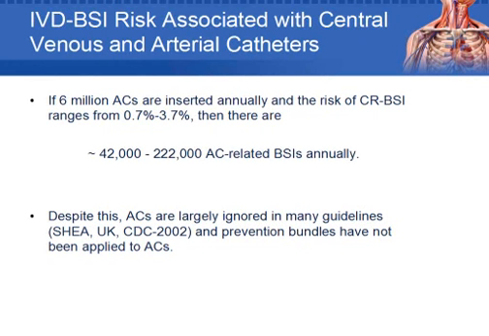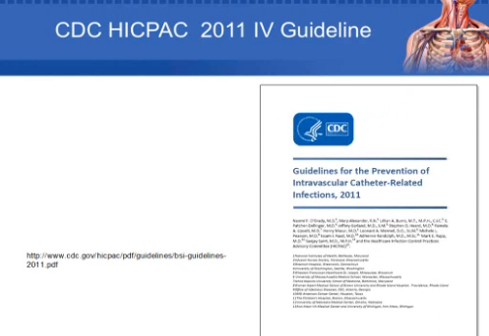Despite this burden of disease that we're missing, the majority of guidelines, including the SHEA Compendium, the United Kingdom guidelines and even the CDC 2002 guideline, did not recommend that prevention bundles be applied to arterial catheters. We're going to move now to the HICPAC 2011 IV guideline because it starts to push the prevention bundles that we use with central venous catheters toward arterial catheters.